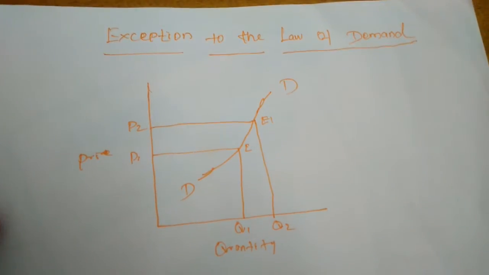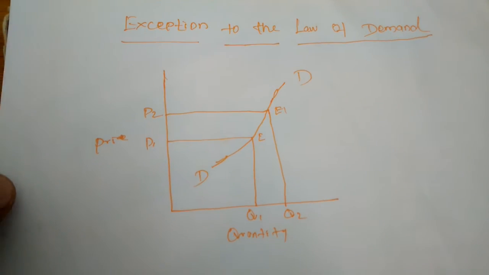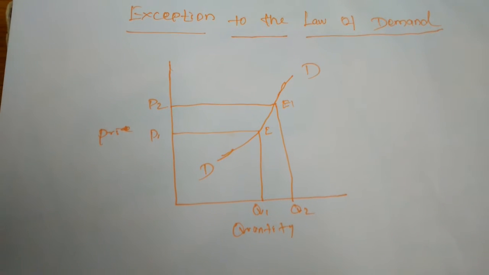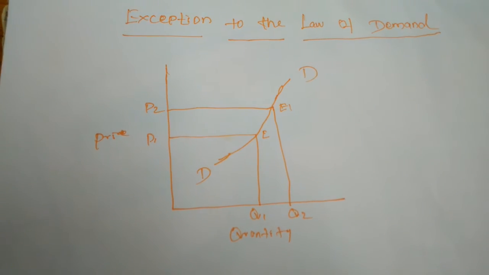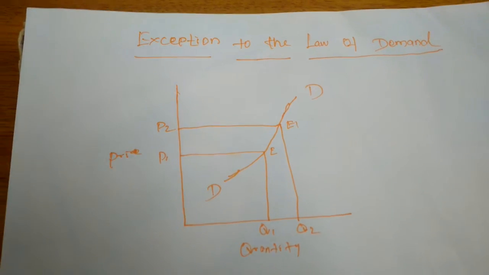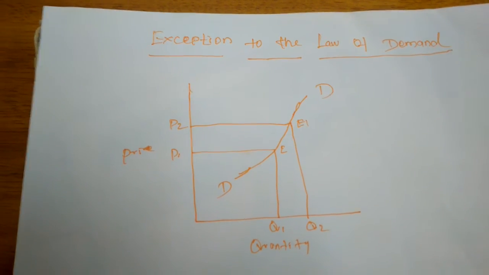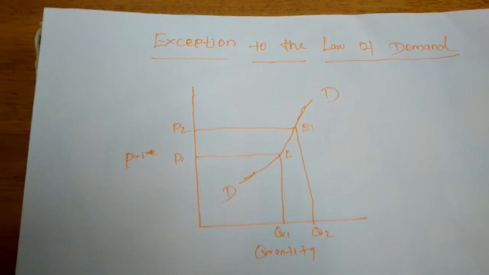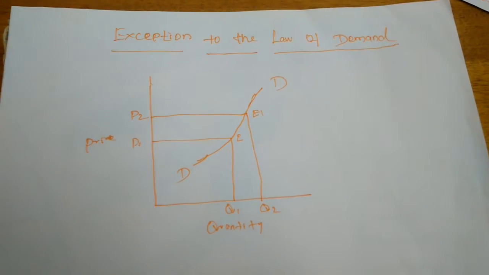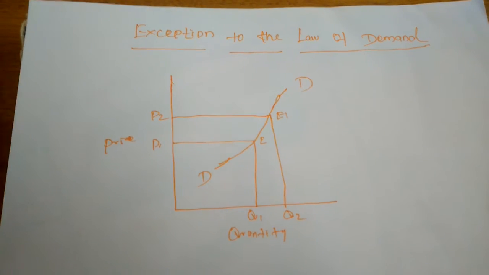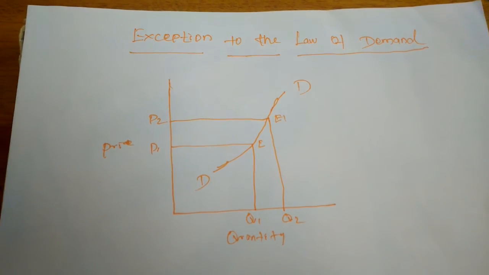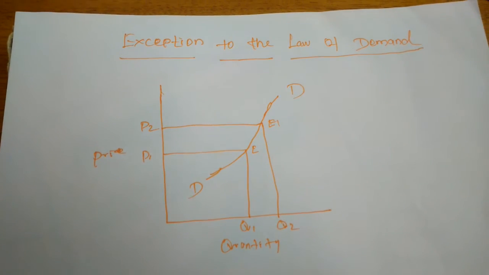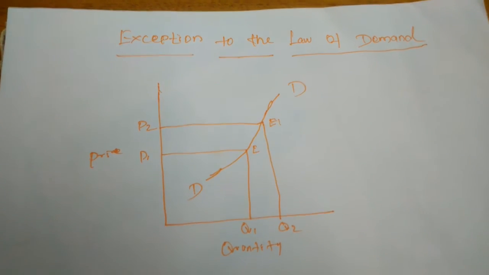Next, some exceptions to the law of demand. We know about the law of demand. On the basis of the law of demand, whenever the price increases, the demand will decrease. When the price decreases, the demand will increase. But contrary to the law of demand, sometimes the price increases and the demand also increases. If the price decreases, the demand also decreases.